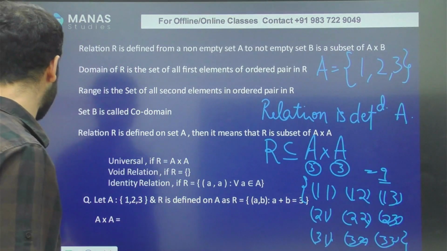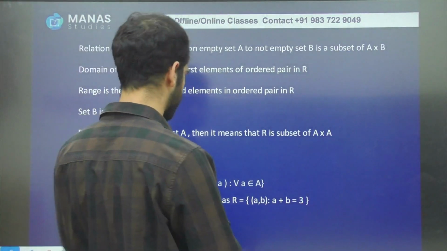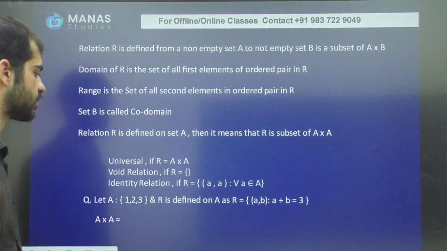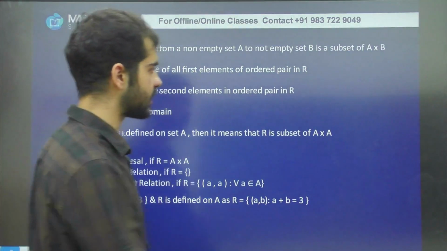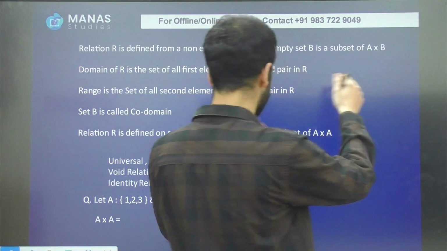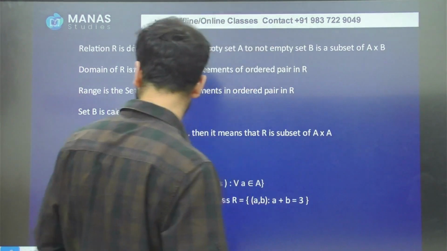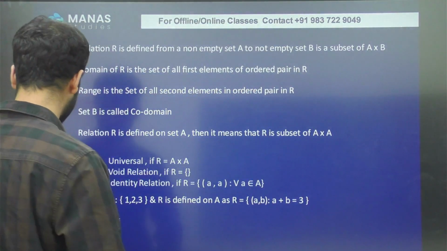Now void relation would be an empty relation, it will have no elements. Then comes identity relation. Now what's an identity relation? Identity relation is when the element in the first set is the same as element in the second set. Now let's solve this question.